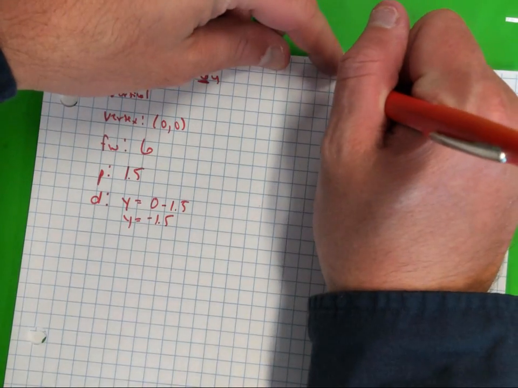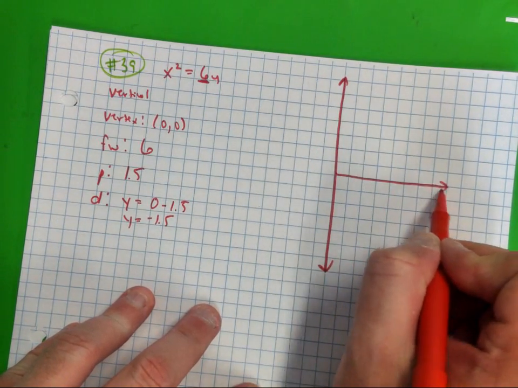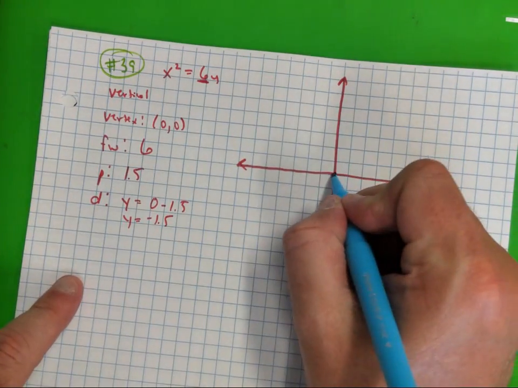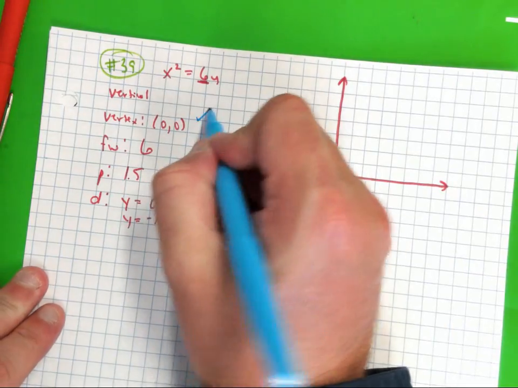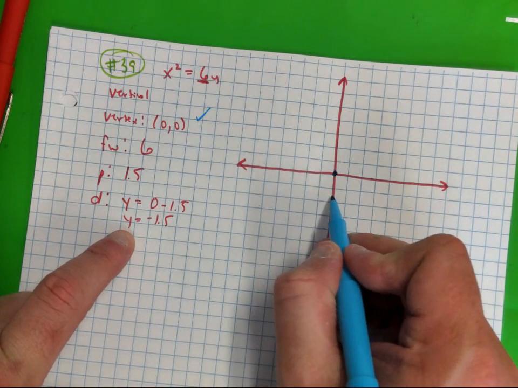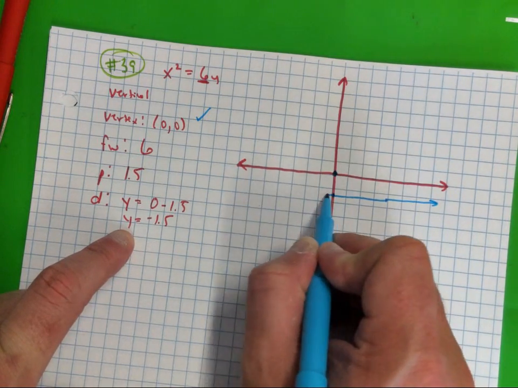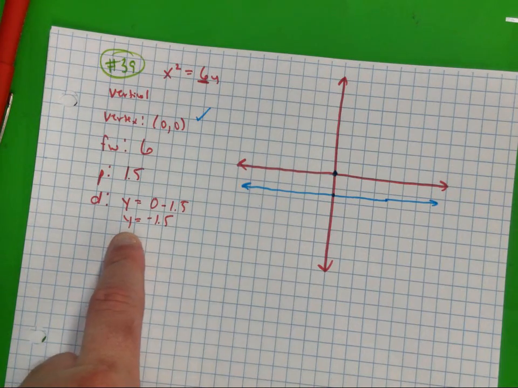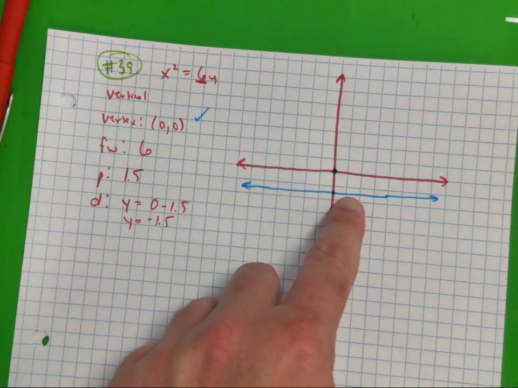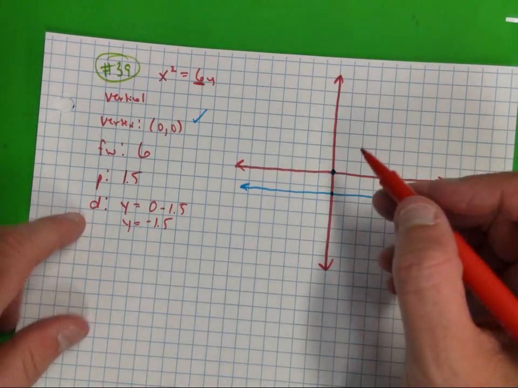Okay, now we're ready to graph. I always graph my vertex first, 0, 0. Then I go check it off. Then I go to my directrix. Y equals negative 1.5. Okay, that's going to be a horizontal line. Can it be a solid line or a dash line? It can be either one as long as there's a line there. Okay, remember, we're going to check that off.